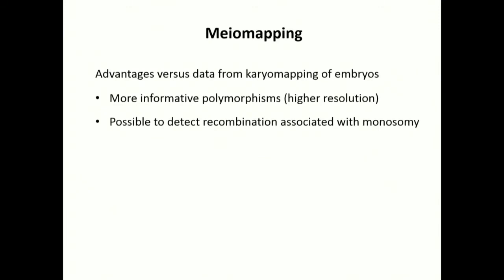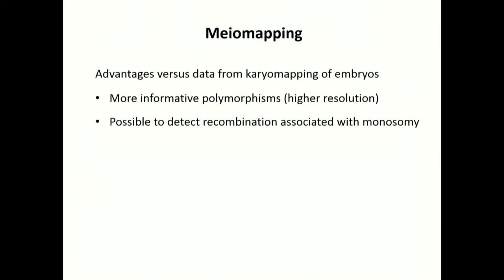It does have some advantages over a routine carrier mapping approach, which is applied to embryos, in that you don't have that paternal background. Having the paternal chromosomes there means that you get less informative maternal SNPs. So if you're just focusing on the mother's side, then using this kind of Meio mapping approach allows you to get more informative polymorphisms and therefore higher resolution.